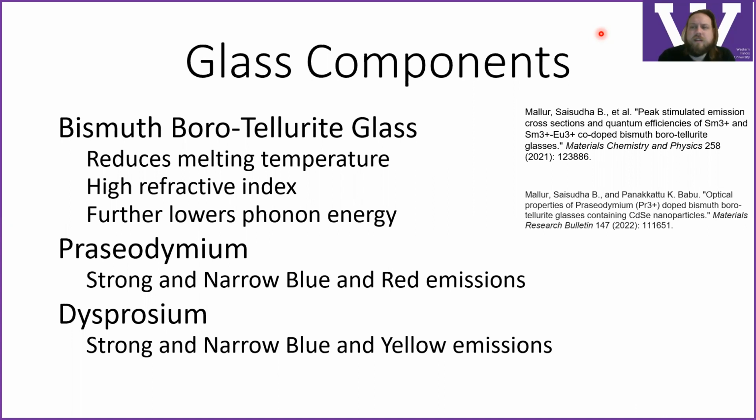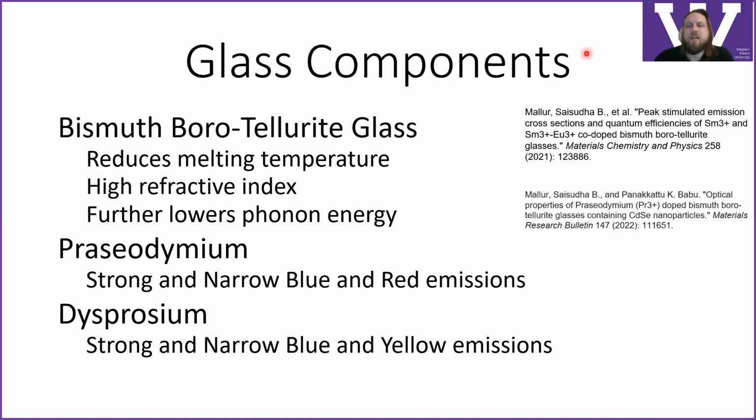So why do we choose the different components that we use in our glass? We take bismuth oxide, borate, and tellurium oxide, and we put those together as our host glass. The borate's really good at making a glass at varying percentages for composition, so we use that borate as our base. Tellurium oxide and bismuth oxide have high refractive indexes and they lower phonon energy, which gives us a little bit more energy available for our fluorescence. And the tellurite, or the tellurium oxide, will reduce the melting temperature for us.